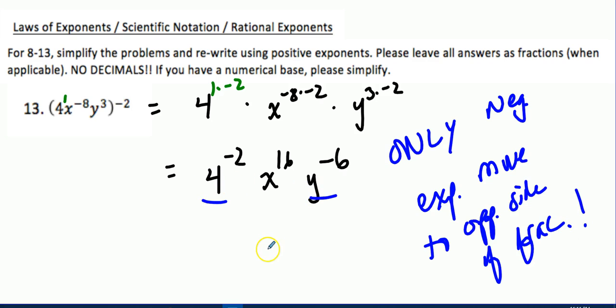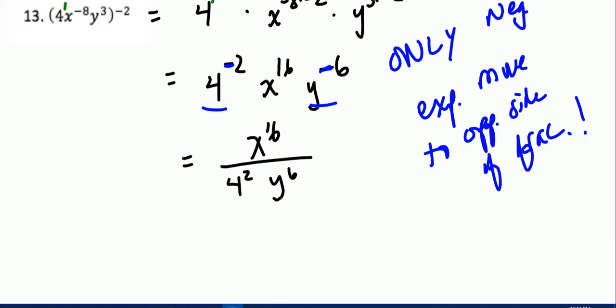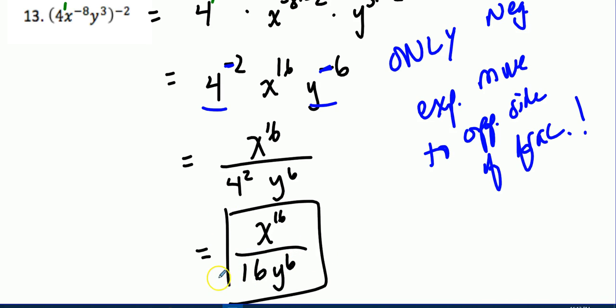Which means those two have negative exponents, so we have to move them. The x to the 16th is going to stay on top, but those two are going to the bottom. So 4 to the -2 is now 4 squared. Y to the -6 is now y to the positive 6. And we can clean this up here. 4 squared is 16. So 16 y to the 6. And that's your final answer. Only positive exponents, no decimals.